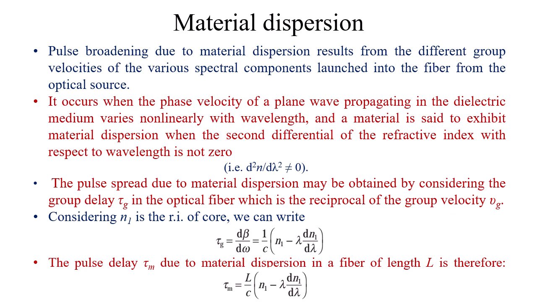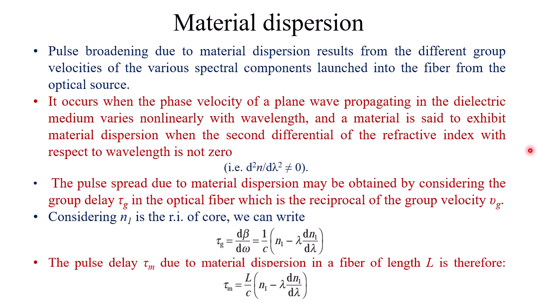Consider the material dispersion. Pulse broadening due to material dispersion results from different group velocities of the various spectral components launched into the fiber from the optical source. It occurs when the phase velocity of a plane wave propagating in the dielectric medium varies non-linearly with wavelength, and a material is said to exhibit material dispersion when the second differential of the refractive index with respect to the wavelength is not zero, that is d2n/dλ² ≠ 0.